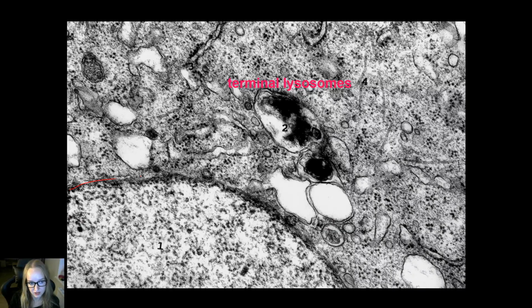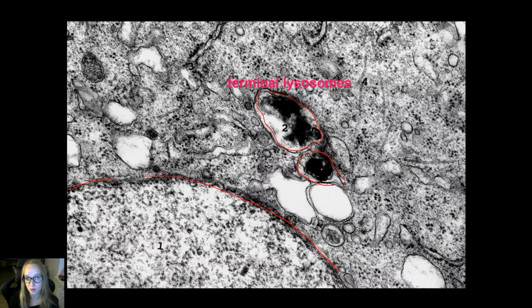Here is the nucleus, and this is a terminal lysosome, and also here. So these are the terminal lysosomes. You can see some substrate on the inside, but there are no enzymes in there, because the digestion just ends. And really the cell can exclude these terminal lysosomes in the process of cell defecation.